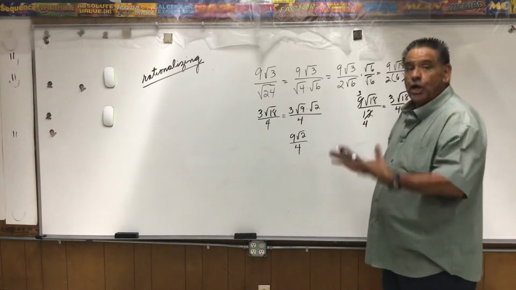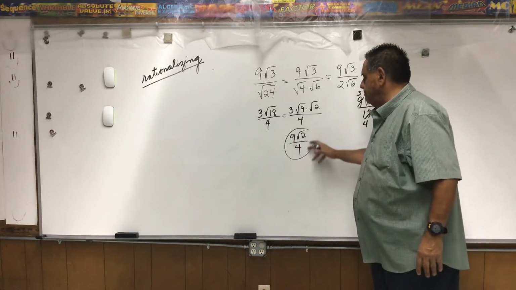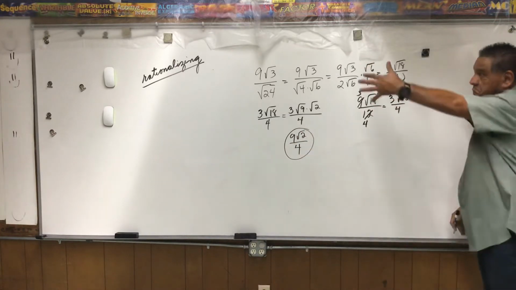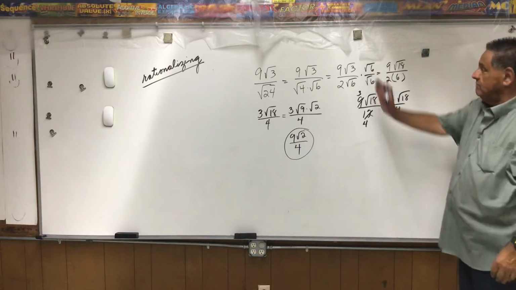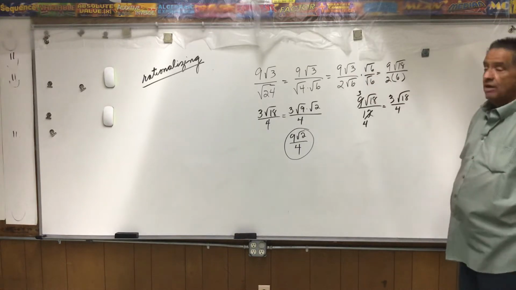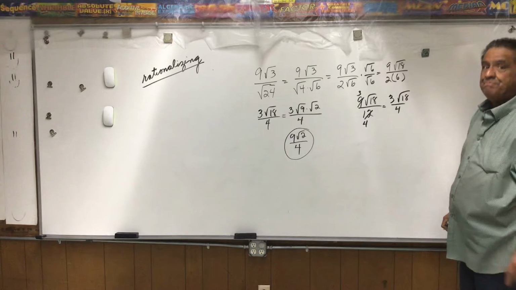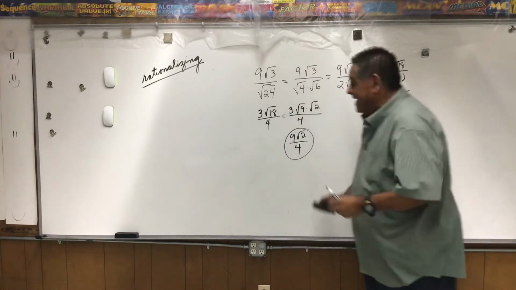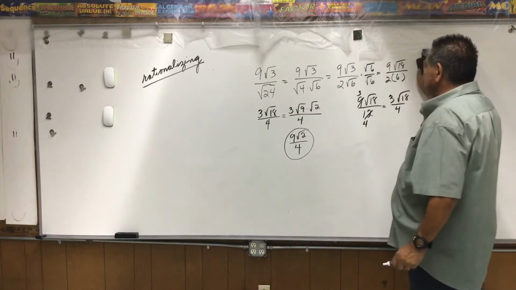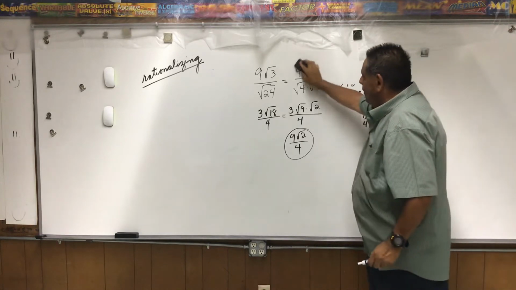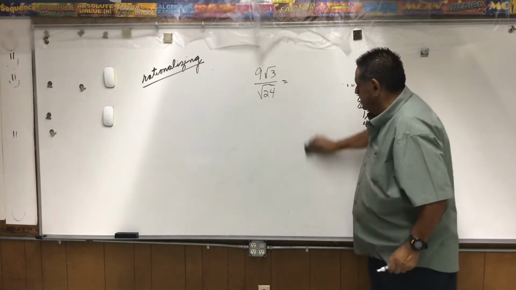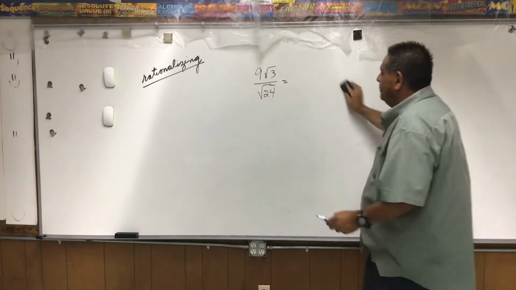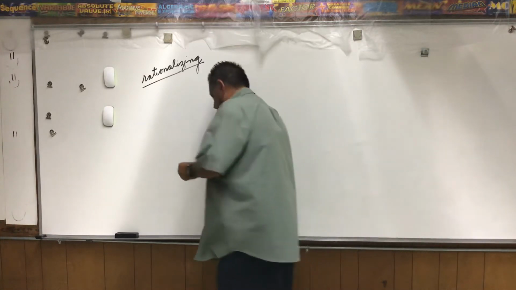Can I simplify any further? No, I'm finished. All right? A little extensive, I should say, in solving this. But let's look at something else. So you always have to show, these are the steps. Let's look at this problem in another way, now that you've seen it. I'm going to move it over. 9 radical 3 over 24.